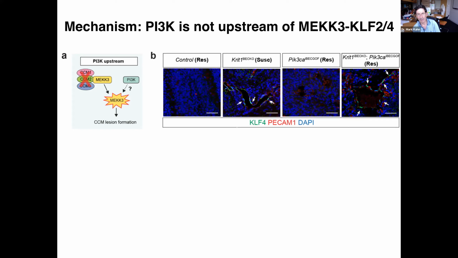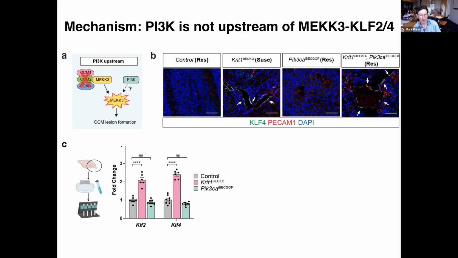And of course, we know that the mechanism by which MEKK3 functions in endothelial cells is through the KLF2 and 4 transcription factors. So we looked at KLF2 and 4 in the endothelium of animals that had loss of CCM only, gain of PI3 kinase only, or both. And what you can see here is, as before, an upregulation of KLF4 with loss of CCM, but there's no upregulation of KLF4 in the PI3 kinase gain of function lesion endothelium. Of course, it is present when both are there. So this suggested that PI3 kinase was not increasing KLF4 expression, and therefore it was unlikely to be increasing MEKK3 activity.